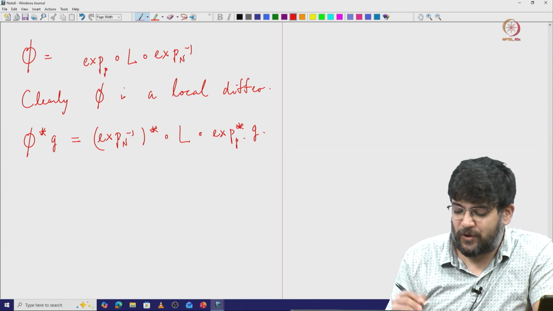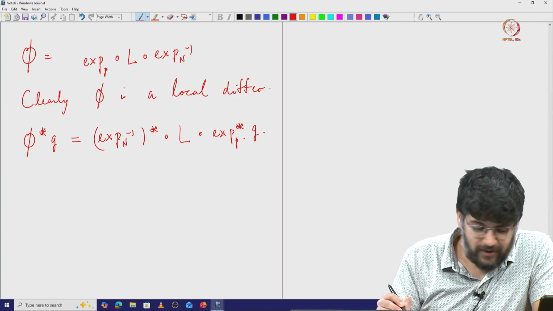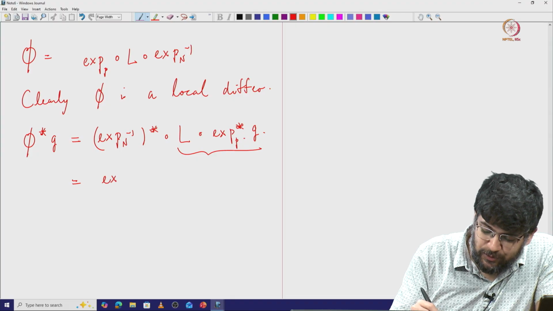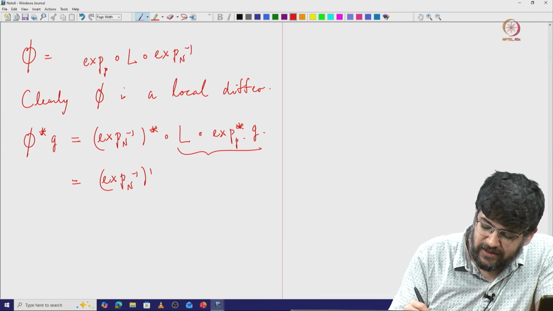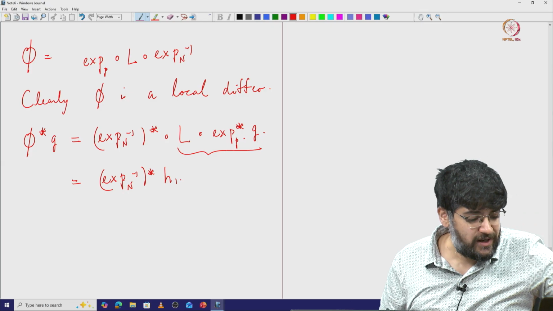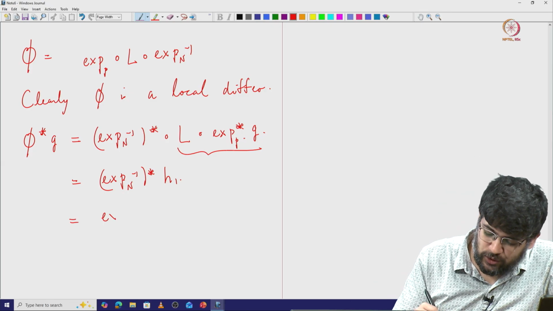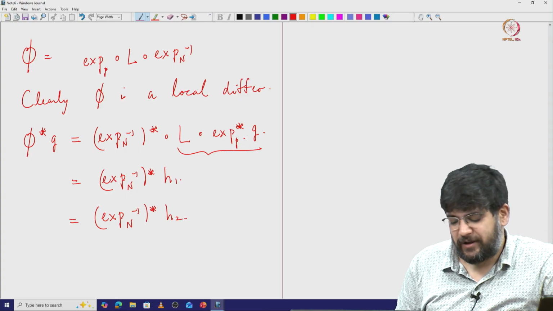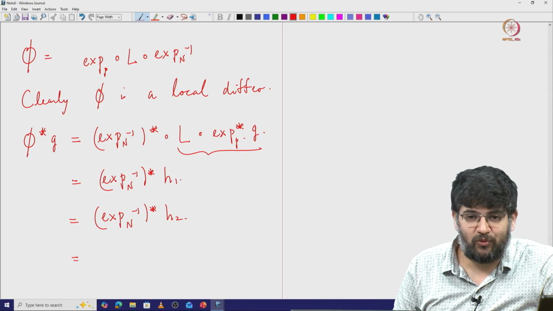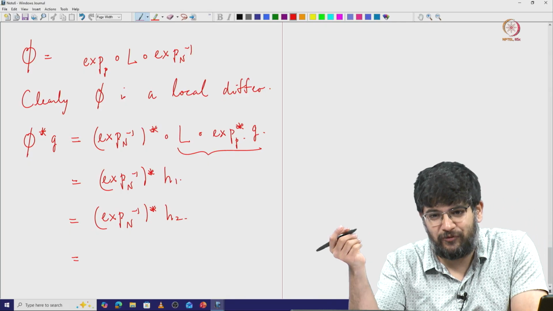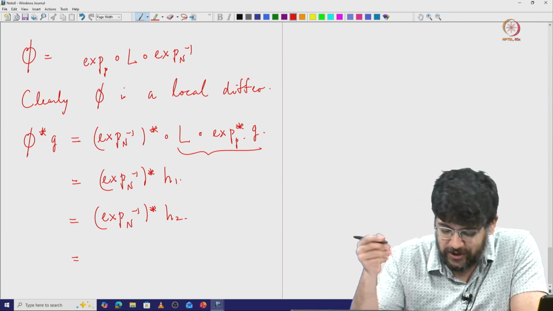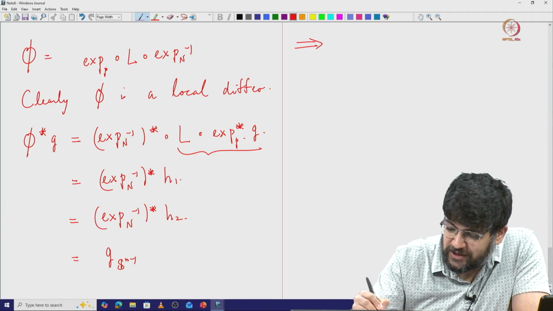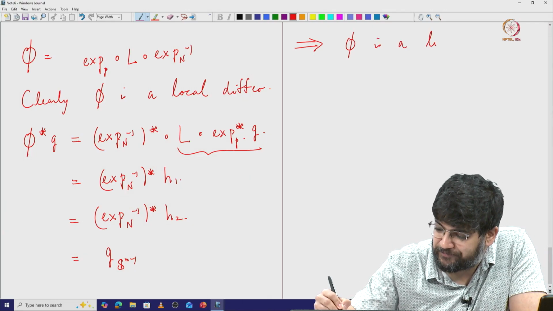Okay. But this guy is precisely h1. So, this is exponential n inverse star of h1, but we have shown that h1 is identical to h2, but by definition what was h2? h2 was the pullback of the round metric on the sphere via the exponential map. So, this is precisely the round metric on the sphere. Okay, so this implies that phi is a local isometry.